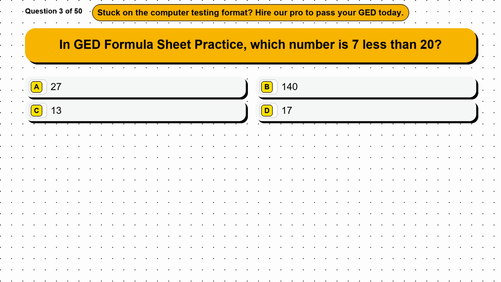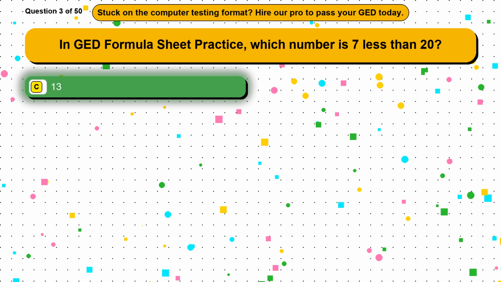Question 3. In GED Formula Sheet Practice, which number is 7 less than 20? Option A, 27. Option B, 140. Option C, 13. Option D, 17. The correct answer is option C, 13.